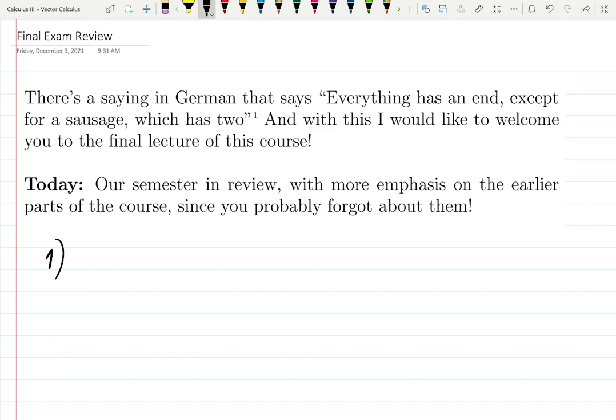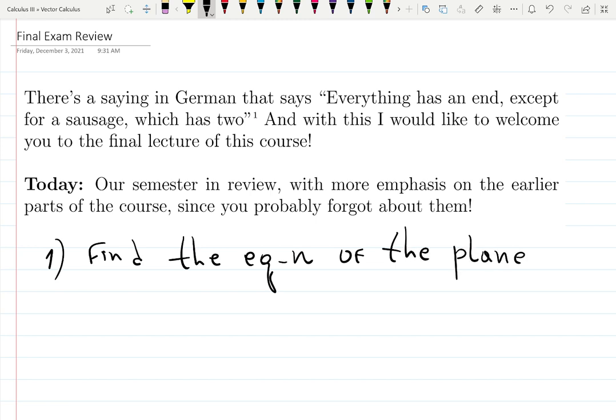So find the equation of the plane through, or containing, 3 points. A is -1, 2, and 1.